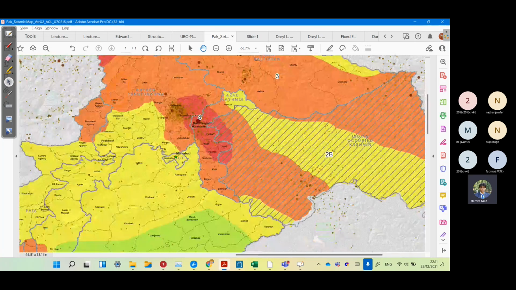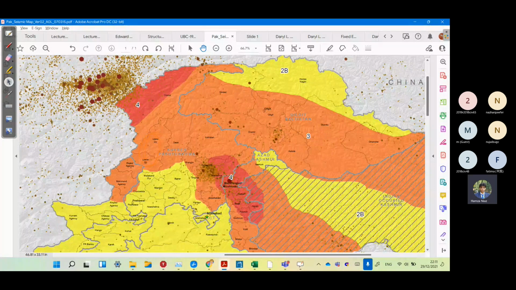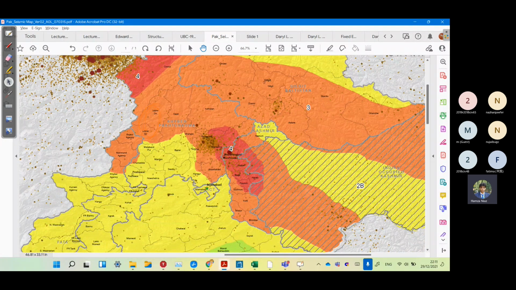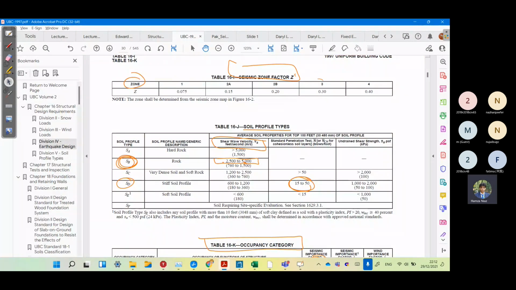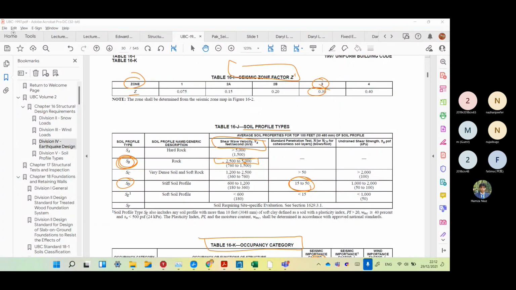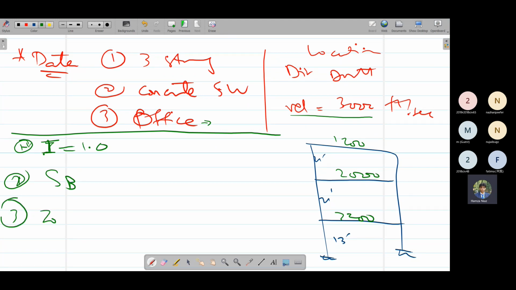So we have to check where their district is. I know that it is in KPK, so here it is. Here it is, upper and lower there. Is it visible? So it is lying in the orange region, and orange is zone 3. So we have to take zone 3 and our Z value would be 0.3. The location is lying in zone 3, which means Z is equal to 0.3.